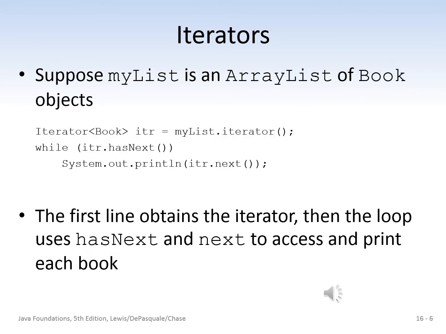So here's how we use the two. Let's assume we have myList, which is an ArrayList of Book objects. The first line obtains the iterator. Then the loop uses hasNext and next to access and print each Book object in the iterator.